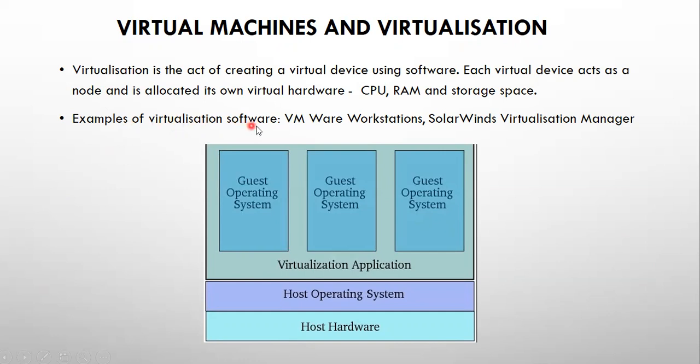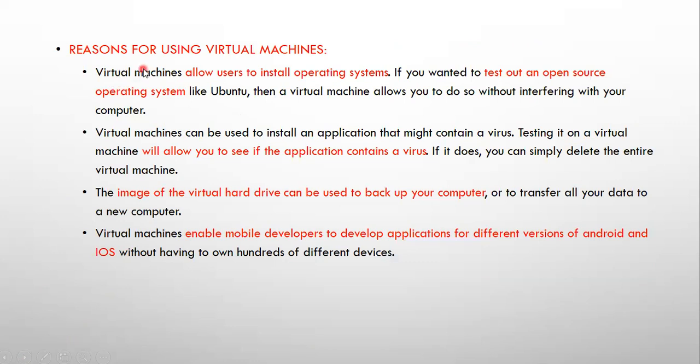Examples of virtualization software are VMware Workstation and SolarWinds Virtualization Manager. And your reasons for using virtual machines: they allow users to install different operating systems. So if you want to test out an open source operating system like Ubuntu, then you can use your virtual machine without interfering with your original computer.